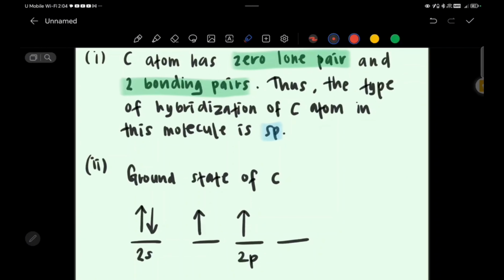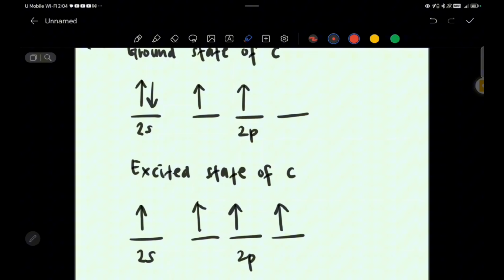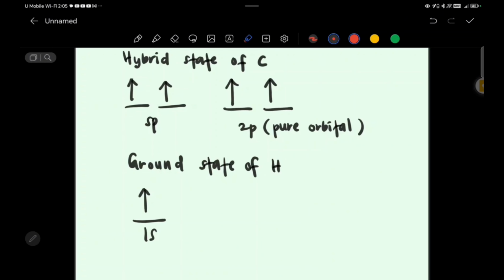A triple bond means we have 1 sigma bond and 2 pi bonds. So 2 pi bonds means we need another 2 unpaired electrons. So we need to excite this, we excite this one to this. So in the excited state of C, we have 4 unpaired electrons. So the hybrid state of C is sp and 2p, pure orbitals. This is the pi bonds, this is the sigma bonds.